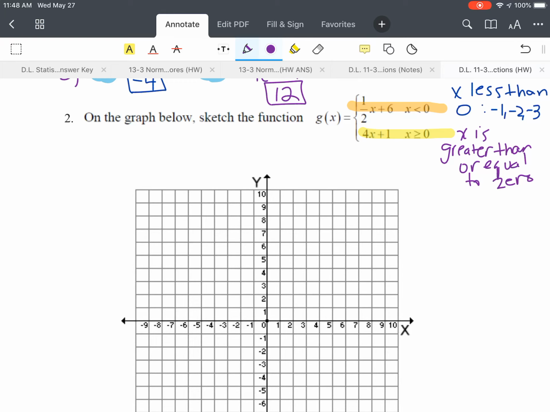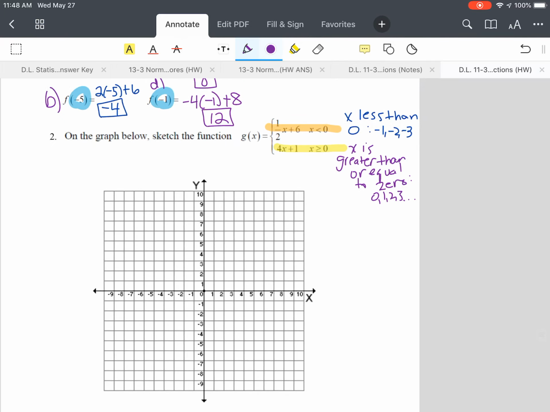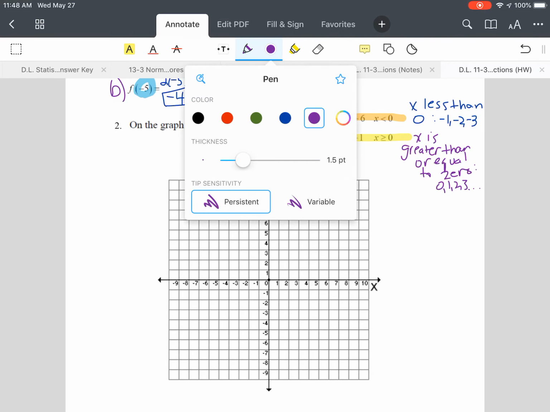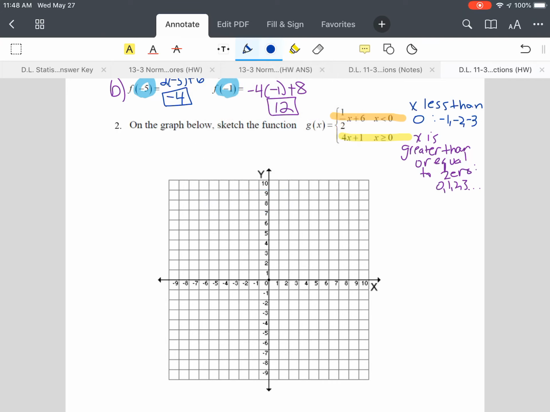So that's going to be 0, 1, 2, 3, and so on. Okay. So let's actually graph it. So like I did yesterday, I'm going to use my calculator to get a table. So let's first do the one that I highlighted in orange, 1/2 x plus 6.